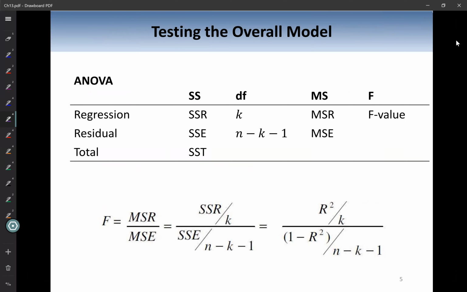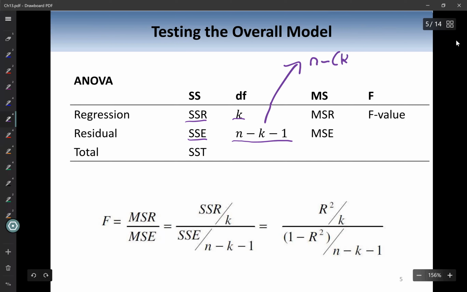Testing the overall model, we've seen this before too, very similar. We have the regression source, the residuals, so the sum of the squares for the regression and the sum of the squares for the error. k is the number of predictors, which corresponds to the degrees of freedom. And then for the residuals, it's n minus k minus 1. We can also write that as n minus (k plus 1). So that's the degrees of freedom for the residual sum of squares.